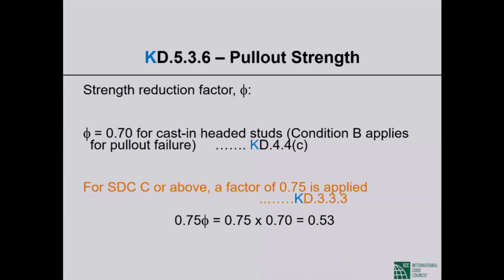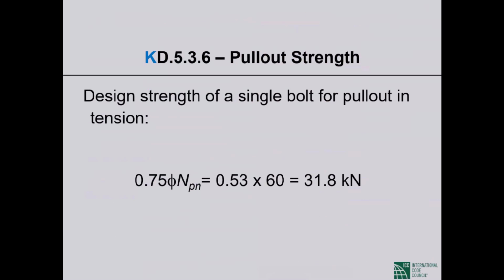The phi factor for pull-out strength, this is condition B automatically, is 0.7. We have a 0.75 reduction because this is design category C. So our total reduction is 0.53. So the calculated 60 kilonewtons goes down to 31.8 kilonewtons of design pull-out strength of a single anchor.